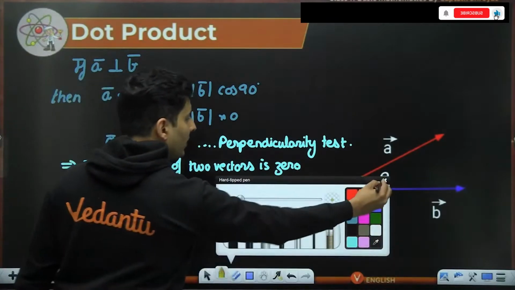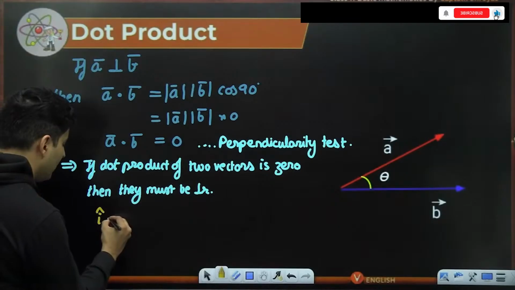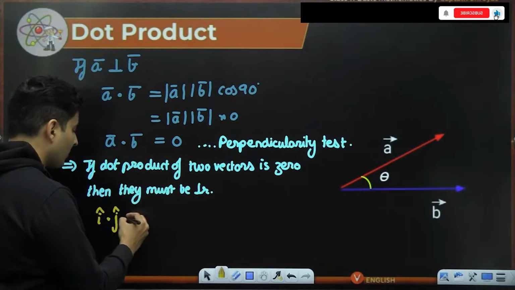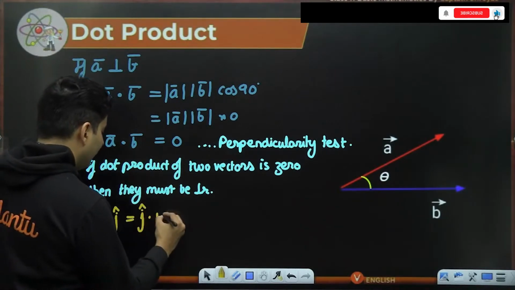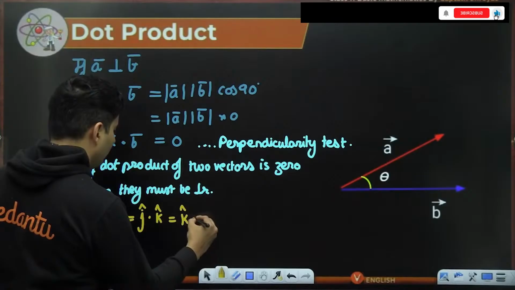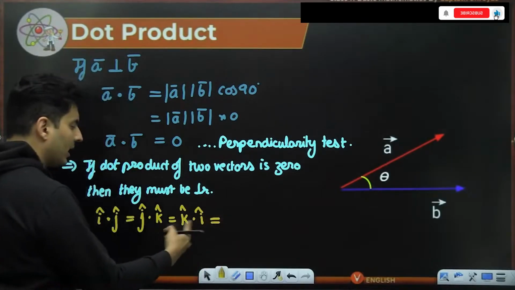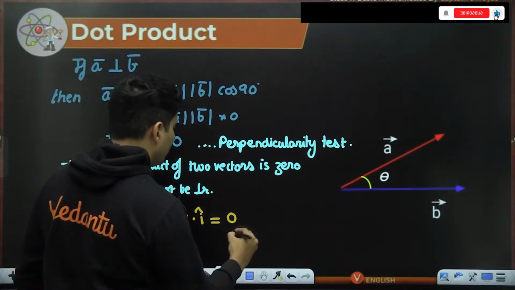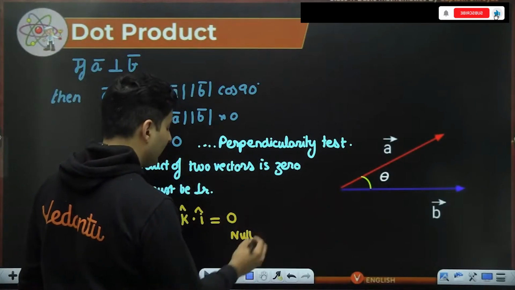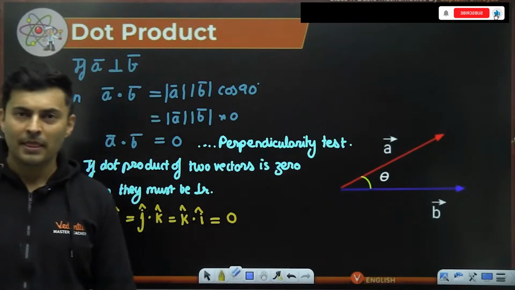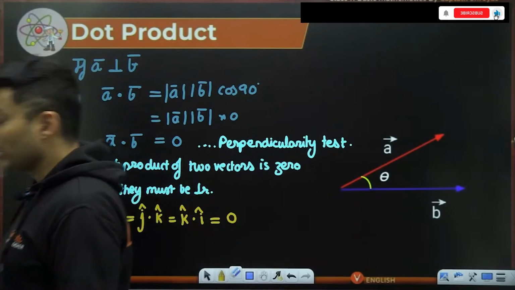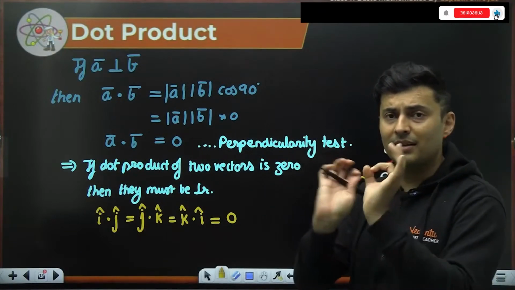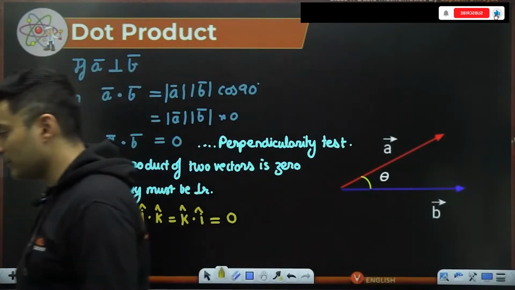So this brings me to i cap with j cap. I is in x, j is in y, they are mutually perpendicular. Or even j with k, or even k with i. It doesn't matter. I dot k, k dot i, j dot k, k dot j, j dot i. All of them are perpendicular. The answer will be definitely a null vector. Or not null vector, it will be 0. It's a scalar number, 0. Is this absolutely clear? I dot j, j dot k, k dot i. All these things are perpendicular. So 100% the answer must be 0.